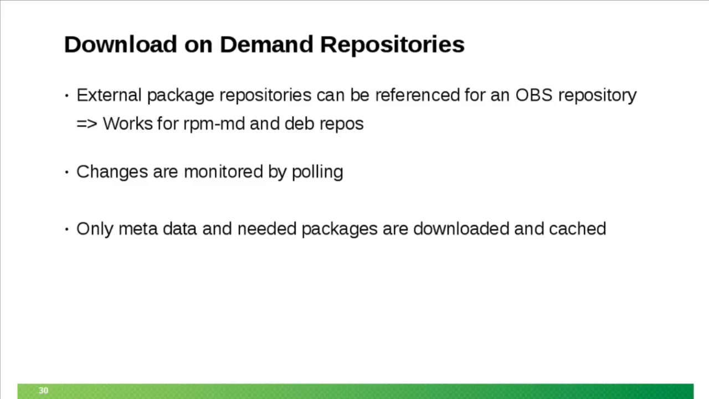And the nice thing is that the build service then is polling this repository. It's only downloading the metadata in the first place, and it can then already calculate the build dependencies. And when a build actually happens, it is then downloading only the needed binary packages. That way we can now support building against maintenance updates from Fedora or Debian unstable, and so on. And of course, downloaded binaries get cached, but only the needed ones are downloaded.